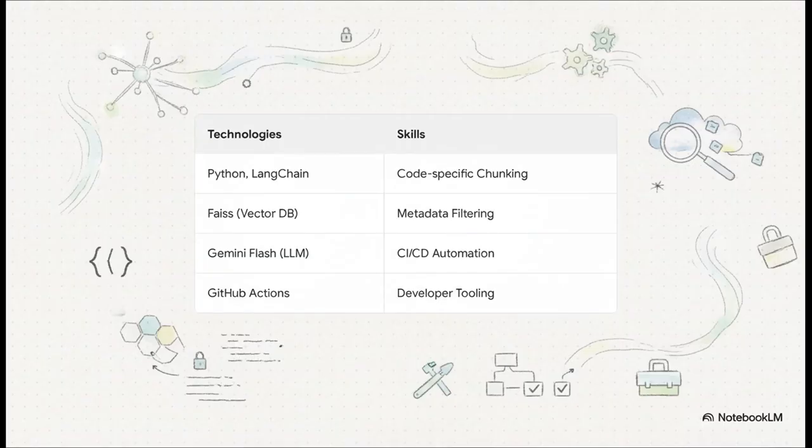For this one, you'll be leaning on LangChain for the logic, maybe FAISS for a fast local vector database, and a zippy LLM like Gemini Flash. But you know what the killer skill here is? CI/CD automation. By using something like GitHub Actions, you show you can build a tool that integrates seamlessly into a real developer's workflow. That's what gets hiring managers excited.